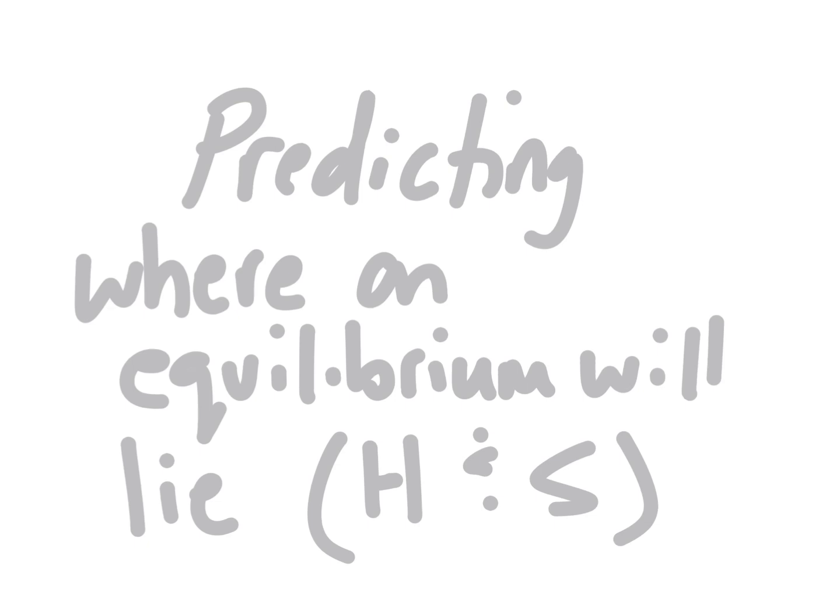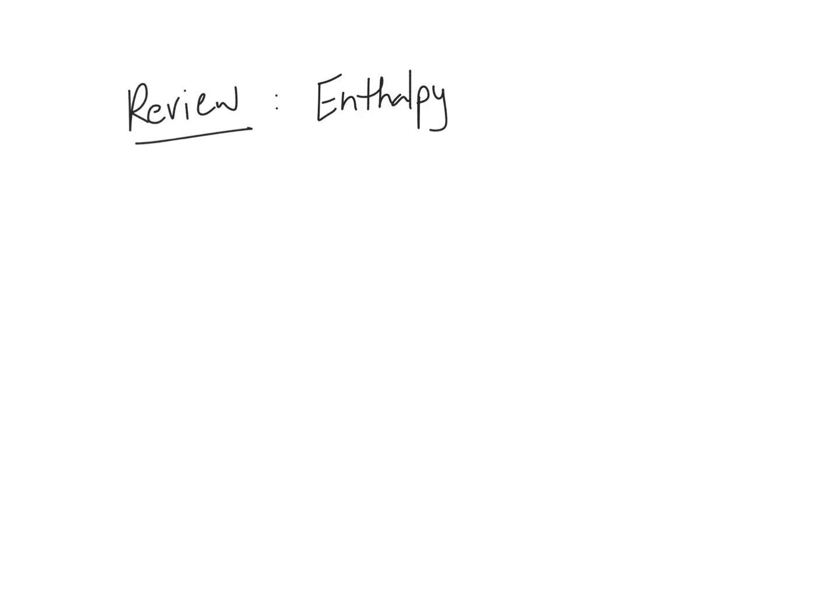In this video, we are going to explore how we predict where an equilibrium will lie. In other words, which side will be favored in a system at equilibrium. And we're going to look at the two factors of enthalpy, which is noted by H, and entropy, which is noted by S. Okay, so we'll start by reviewing enthalpy.